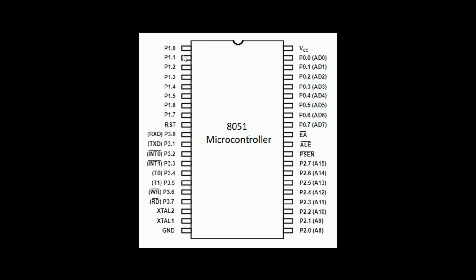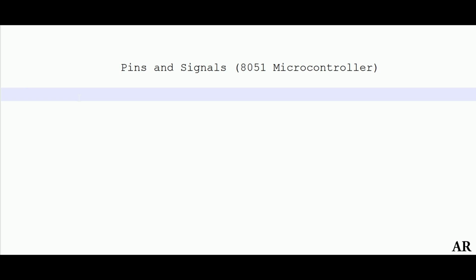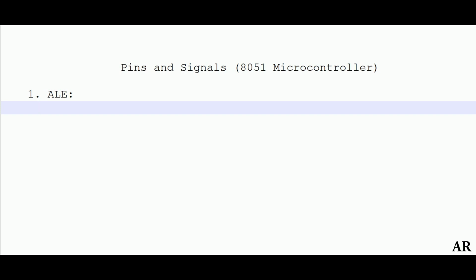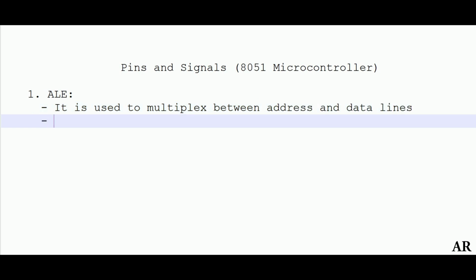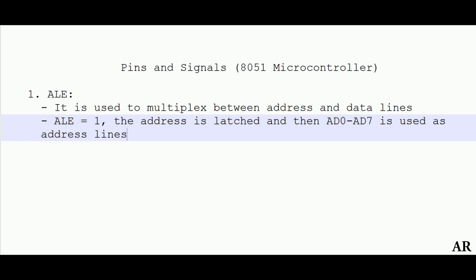So what I'll do is, the rest of the signals we will see by understanding them individually, and I'll write the important things pertaining to the individual signals. The first important signal is your ALE, which is address latch enable. It is used to multiplex between address and data lines. When your ALE equals 1, the address is latched, and then your AD0 to AD7 is used, with functionality similar to that of your 8085.